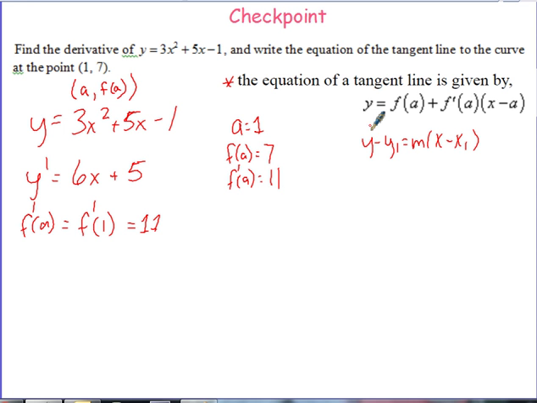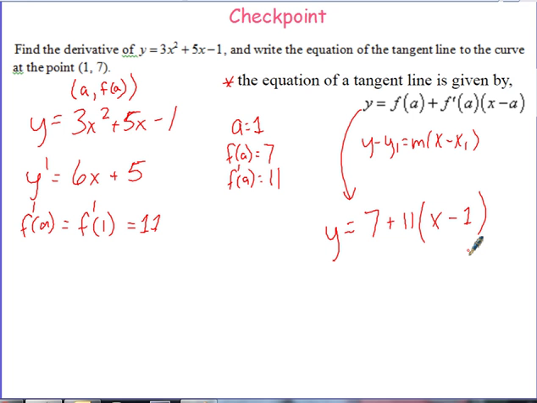Very simple. Okay, so I'm going to use this right here. So my equation is y equals what? 7 plus 11 parentheses. Remember, when you write an equation of a line, it's normally y equals mx plus b. So there should be a y and there should be an x. So that's this x. That x stays, minus 1.